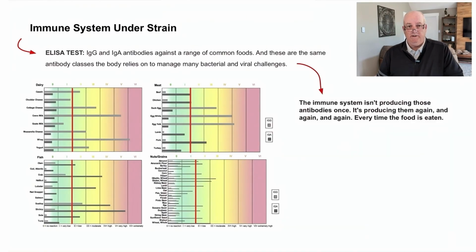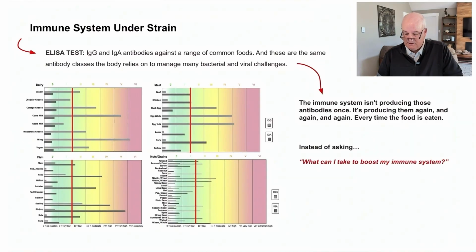So we can see what kind of impact that might have on the immune system's ability to produce those against other infectious agents. So quite often we hear people saying, I need to do stuff to boost my immune system. What can I take to boost my immune system? I often say, instead of asking what can we take to boost our immune system, the better question to ask is what can we take away that may be draining or straining our immune system?